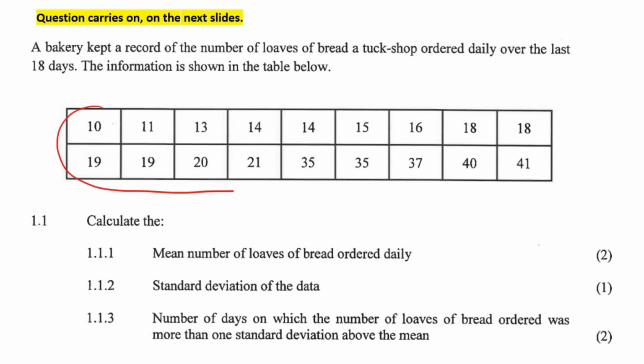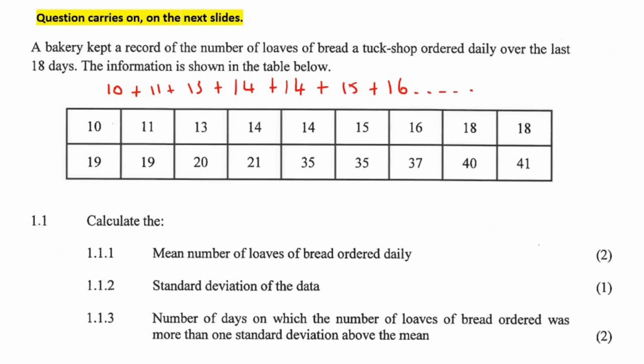You just add all of these numbers together and you divide it by how many numbers there are. So you're literally going to say 10 plus 11 plus 13 plus 14 plus 14. So you're just going to add absolutely everything together, and then you're going to divide that answer by how many numbers there are, which is 18 different numbers. And if we do this, we should get a lovely answer of 22.